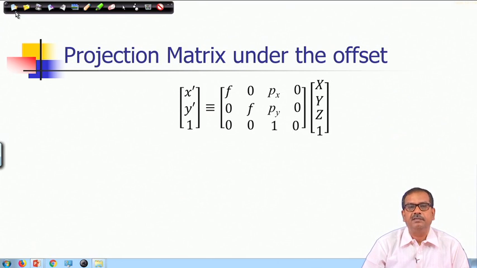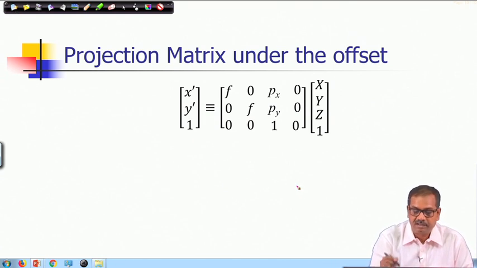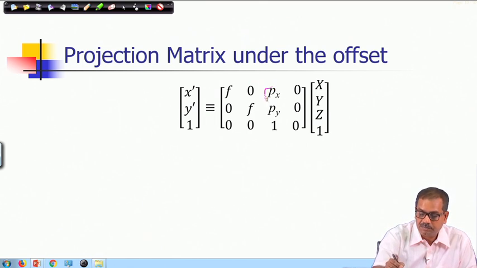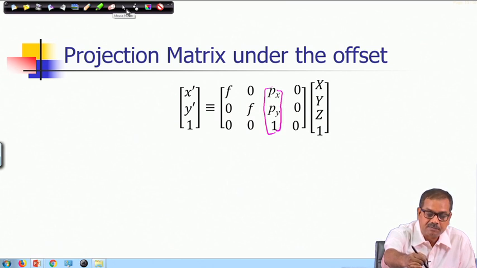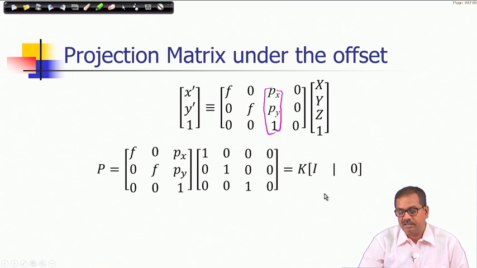So, this is the form of the projection matrix when there is an offset in the origin of the image plane, and this offset is given by Px, Py, which forms the third column of this projection matrix. So, this particular information is contained in the third column of the projection matrix.